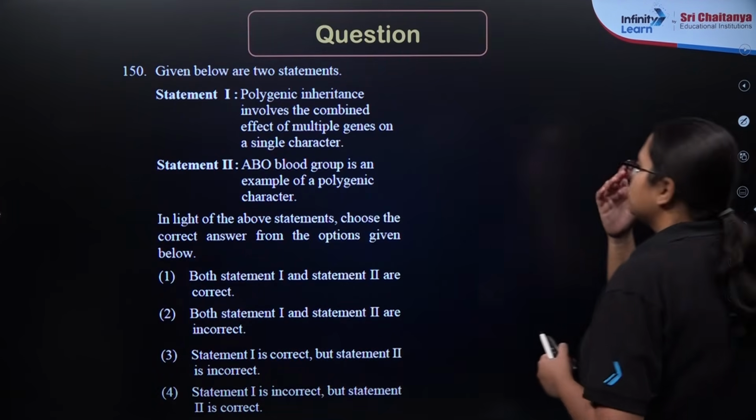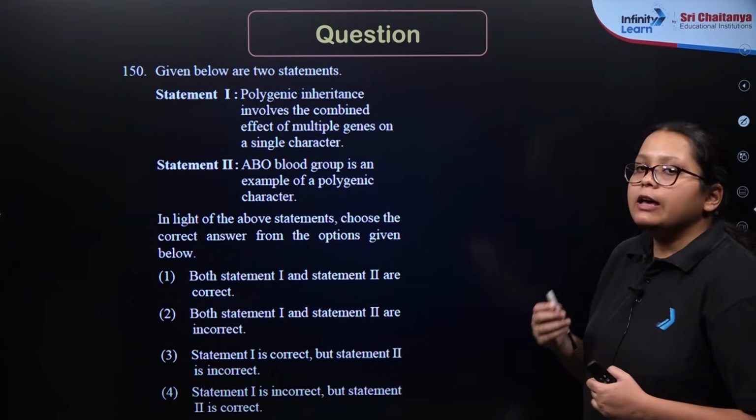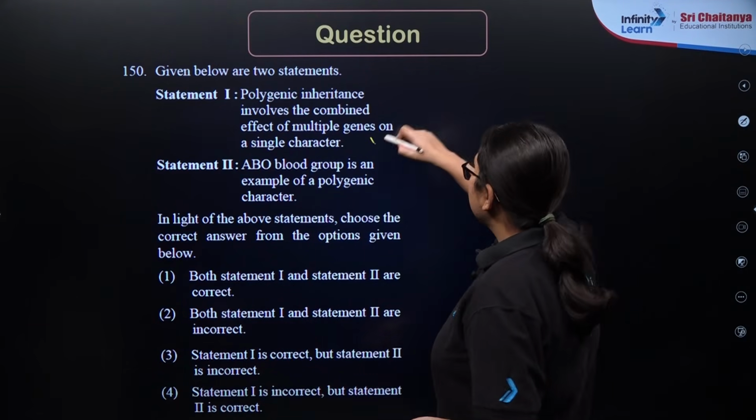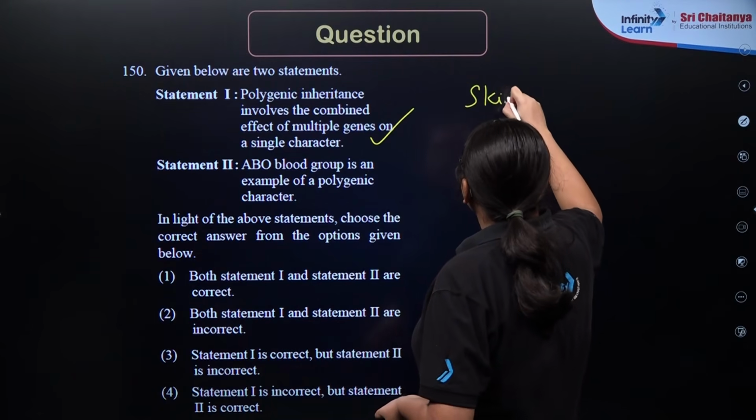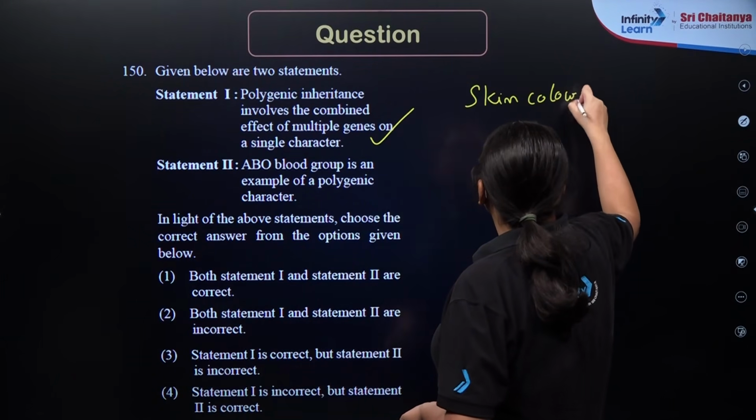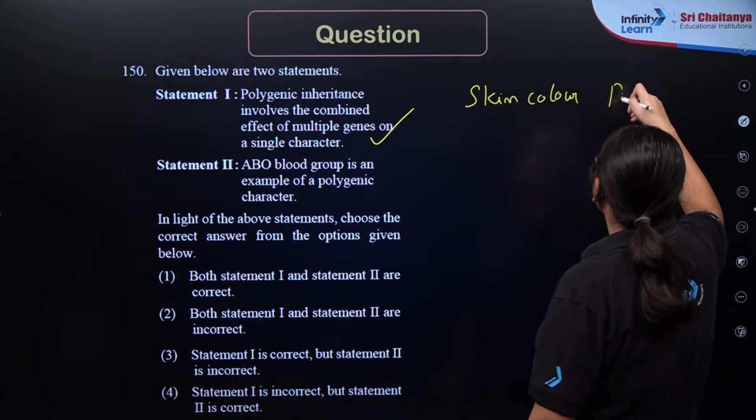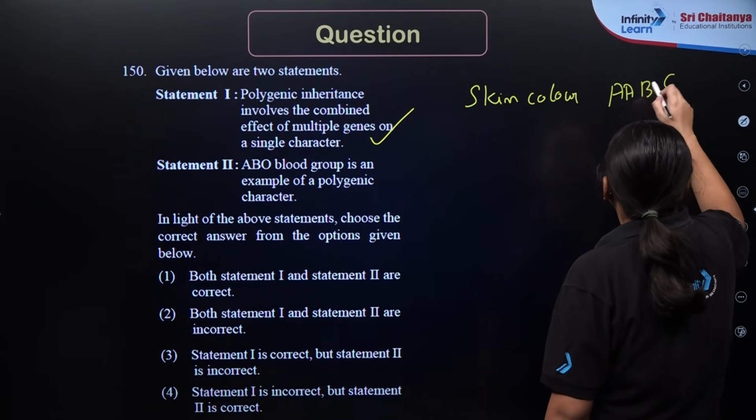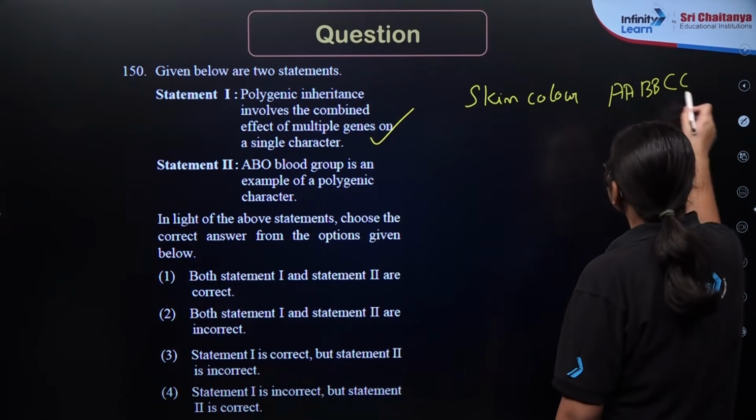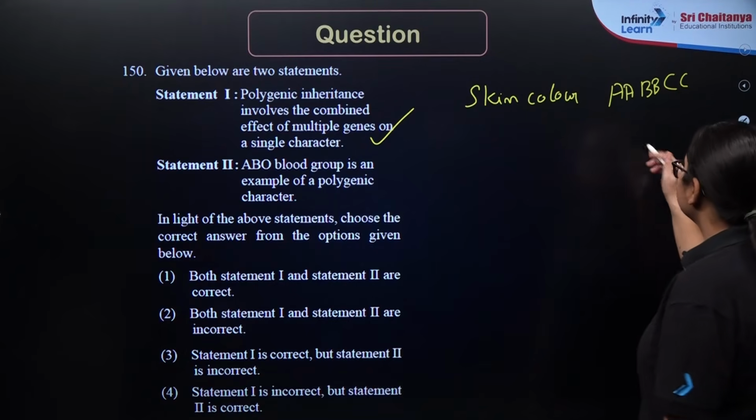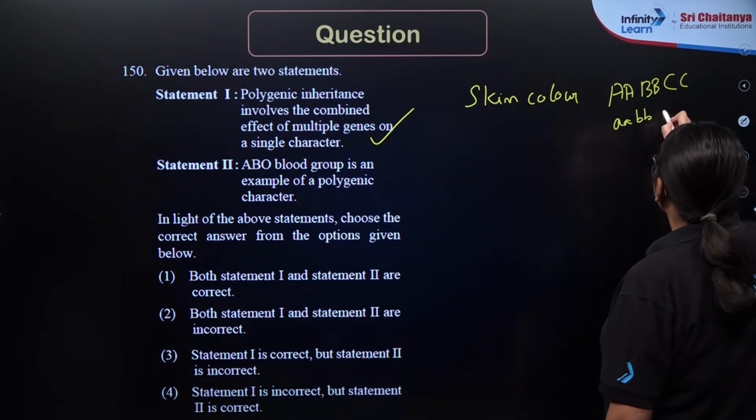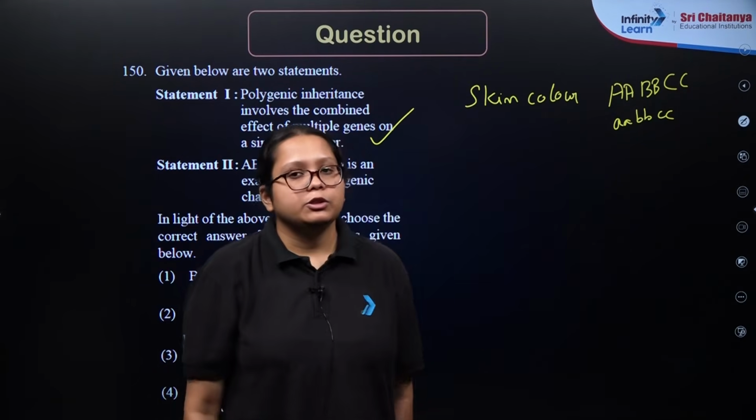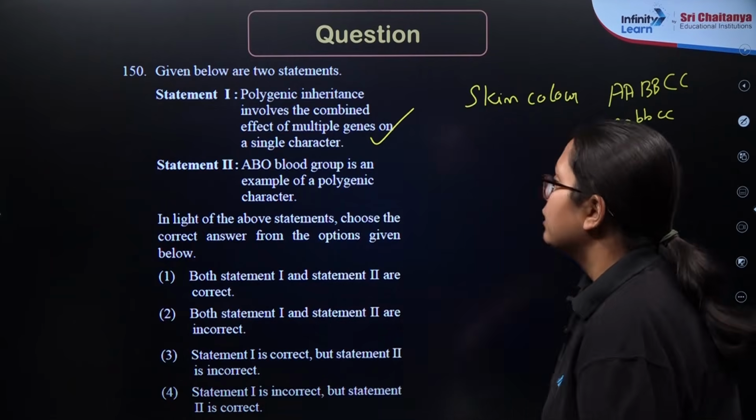Next question. So statement 1 is saying that polygenic inheritance involves the combined effect of multiple genes on a single character. Yes. For example, skin color. Skin color in humans is controlled by more than one gene, or more than 2 genes. For example, A, B, C. So what will happen? All the genes will cause an additive effect on the skin color. If this is your genotype, the human being will have the darkest skin color. If this is your genotype, the human will have the lightest skin color. Okay. So it is the combined effect of multiple genes on a single character, that is your polygenic inheritance.